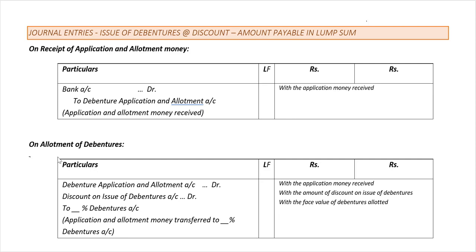On the allotment of debentures, debenture application and allotment account debit with the application money received, discount on issue of debentures account debit with the amount of discount on the issue of debentures, and 2% debentures account with the face value of the debentures which have been allotted. Narration: application and allotment money transferred to percentage debentures account.